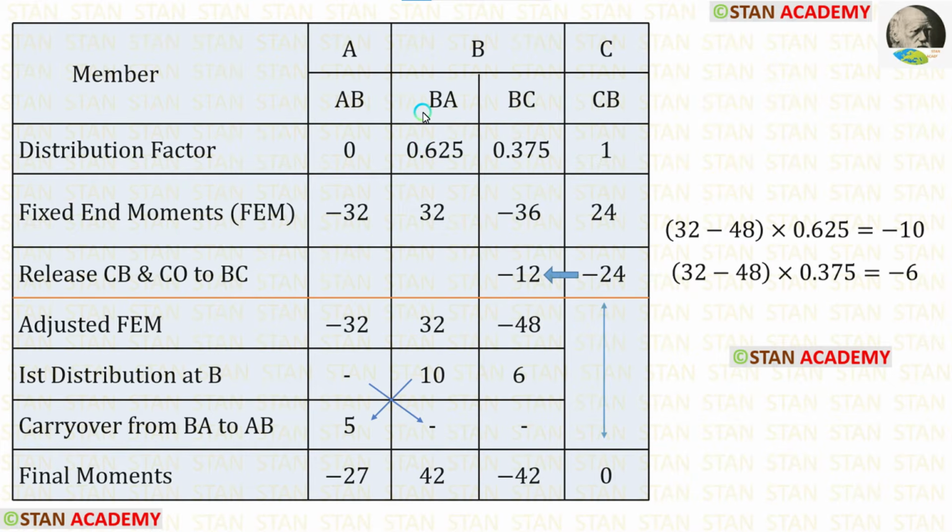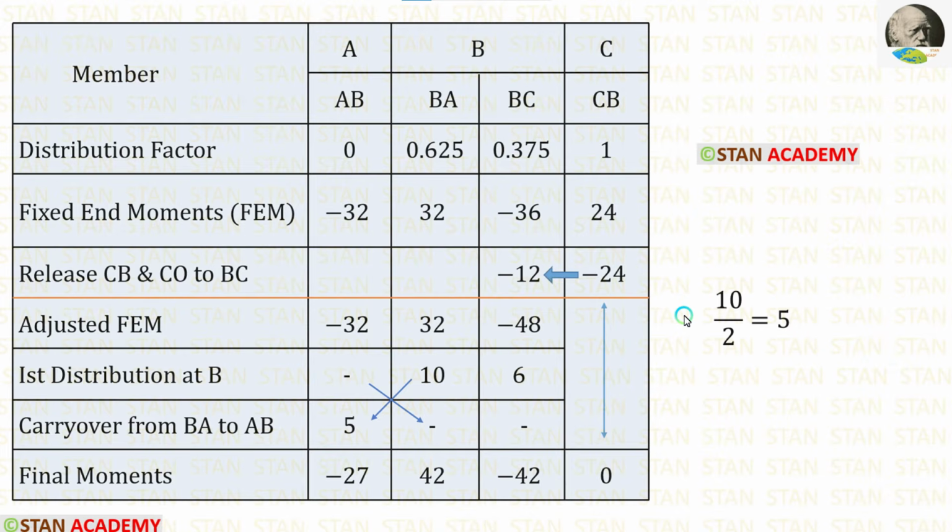First, let us make the distribution for BA. For that, we have to add these two values and then multiply with the distribution factor at BA. When we do that, we are getting a negative value. Since we got a negative value, we have to enter inside the table as positive. Now let us calculate the distribution for BC. For that, we have to add these two values and then multiply with the distribution factor at BC. When we do that, here also we are getting a negative value. So we are entering inside the table as positive.